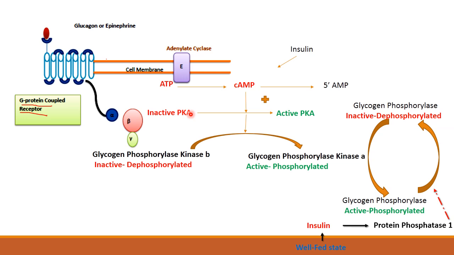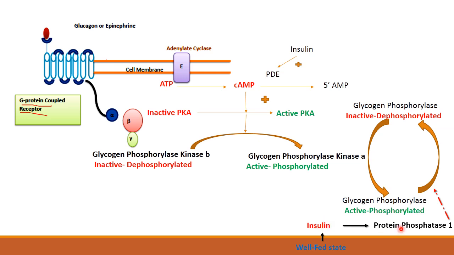kinase A. So if there is a good amount of glucose in the body, insulin is the main hormone. This insulin will activate the phosphodiesterase and it will break down cyclic AMP to 5' AMP. So this is how insulin and glucagon act in a counter-regulatory way. Via cyclic AMP dependent protein kinase A, glycogen phosphorylase kinase will be activated, and this will in turn activate glycogen phosphorylase to its active form.